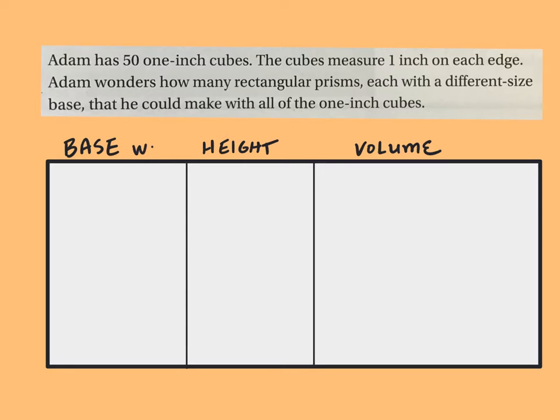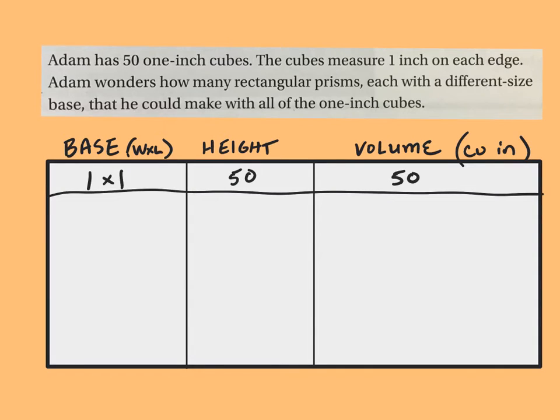So this is actually your width times your length. That makes your base of your rectangular prism. So if our base is 1 times 1, that's the width and the length are both 1, then our height is going to be 50 because we're trying to get each of these to have a volume of 50 cubic inches. And I'm going to label that here. So that's one way. Let's try and come up with another way.